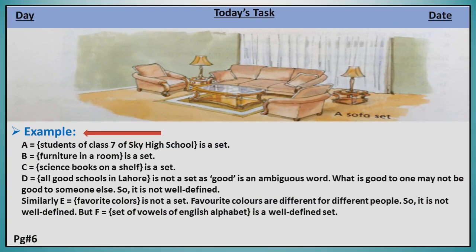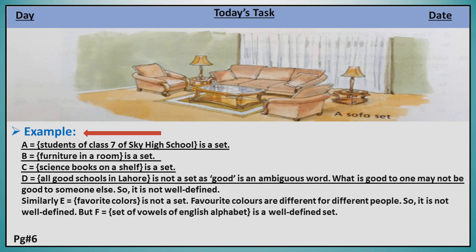Let's underline some examples of sets. A is equal to students of class 7 of Sky High School is a set. Furniture in a room is also a set. Science books on a shelf is a type of set. And all good schools in Lahore is not a set, as good is an ambiguous word. Because, dear students, what is good to one may not be good to someone else. So, it is not a well-defined set.